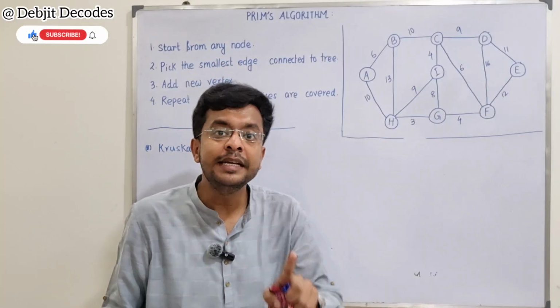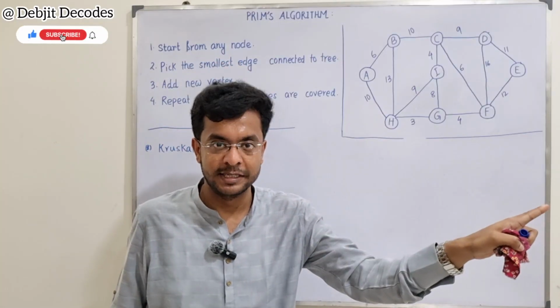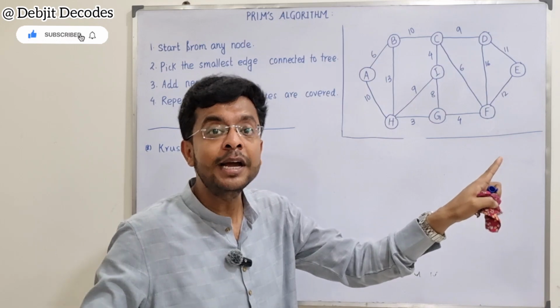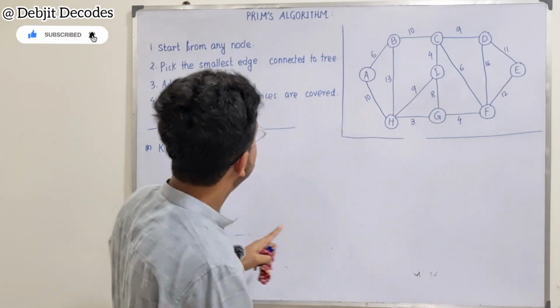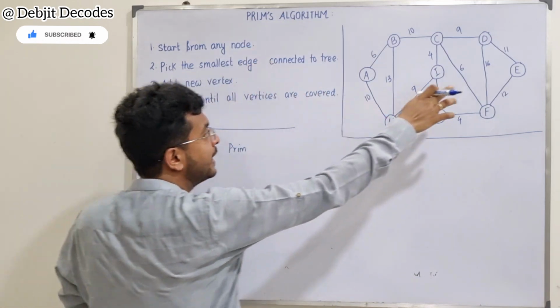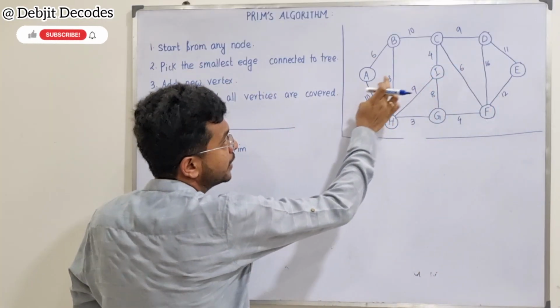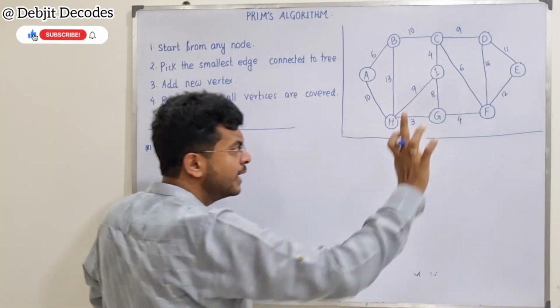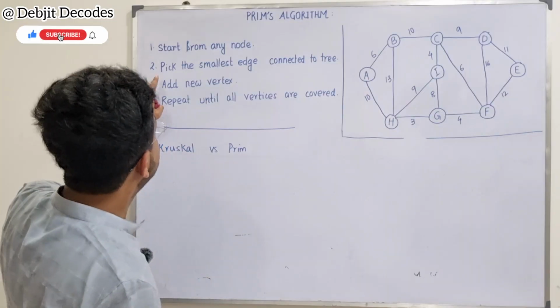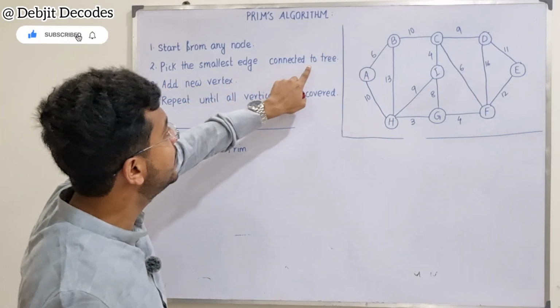So mostly Prim's is working on node basis, though Kruskal was working on the global edge basis, right? So we are starting from any node. We can start from anywhere. It's not that we need to always start from A. We can start from C, we can start from E, we can start from I, anywhere, right? Next is pick the smallest edge connected to the tree.